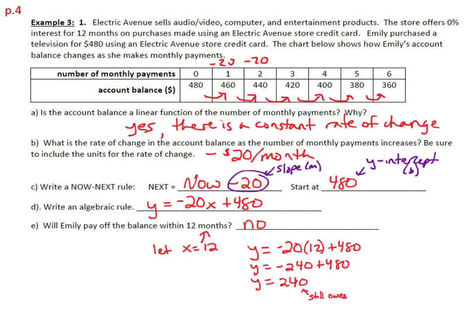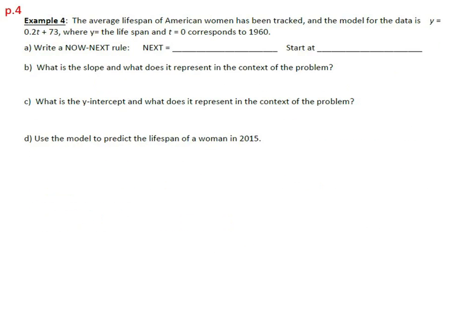All right, let's look at one last example, making sure that we understand the now-next, using that to write our equations and exactly what everything means within our equations. So looking at example 4, the average lifespan of American women has been tracked, and the model for the data is, let's put the y equals over here with the rest of it, y equals 2/10 t plus 73, where y is the lifespan and t equals 0 corresponds to 1960. So kind of going backwards from what we've been doing.